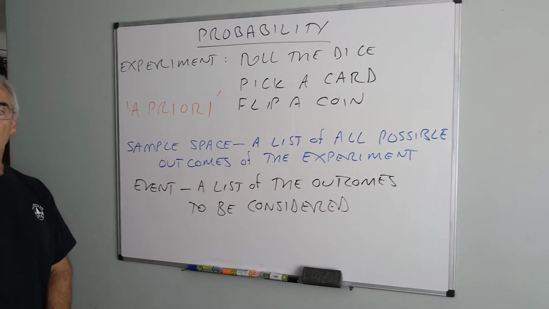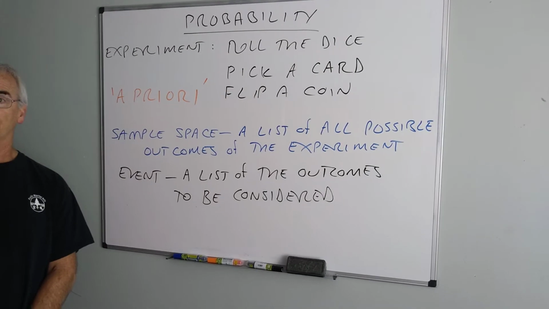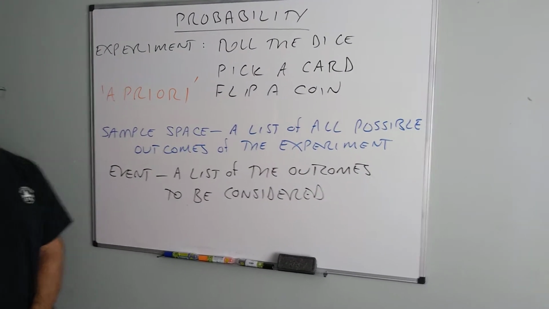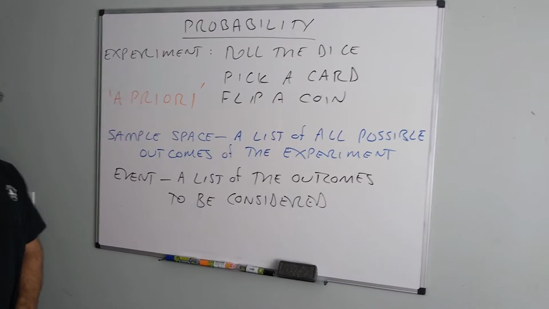Everyone, we want to talk about the basics of probability. In order to calculate the probability of something happening, we need to define a few terms at first. So we'll start with the experiment. That's the thing we're actually going to measure from.